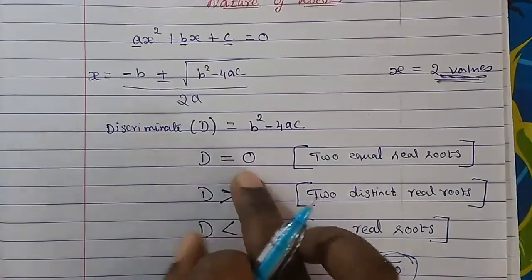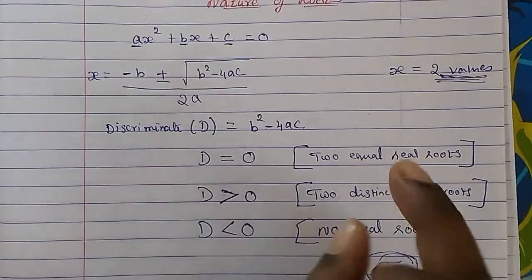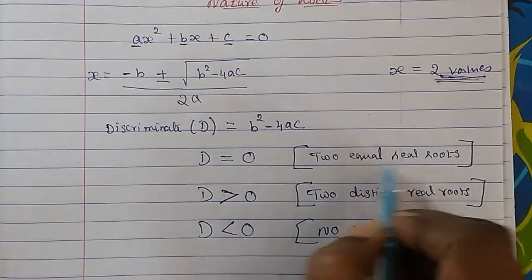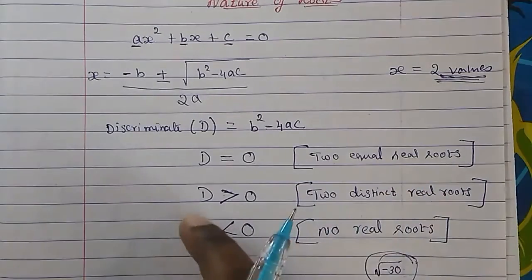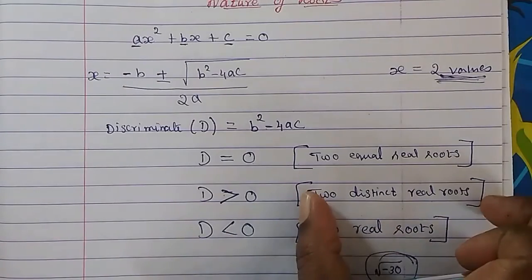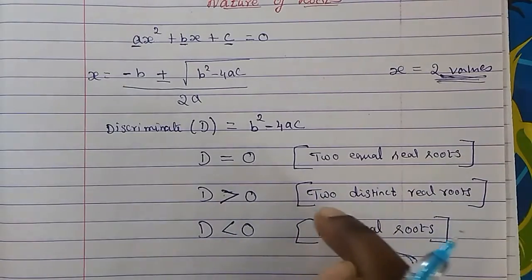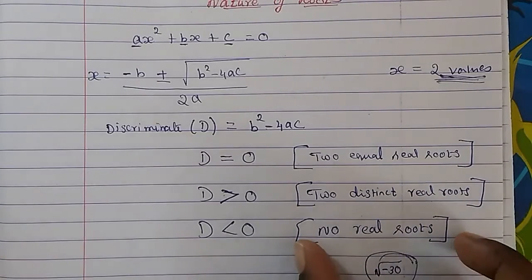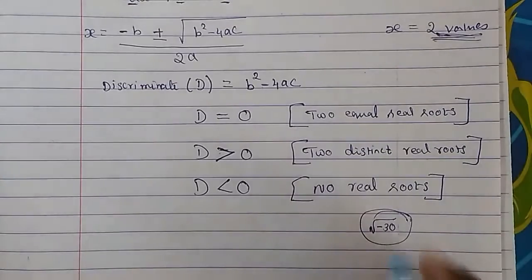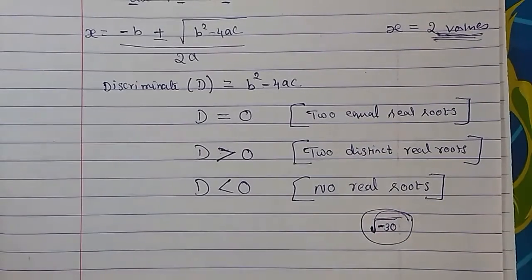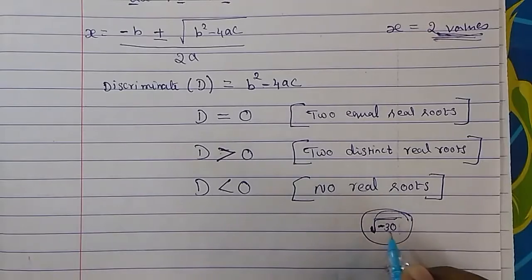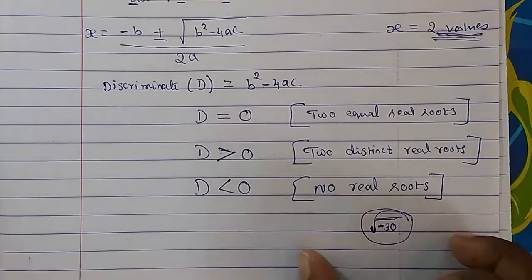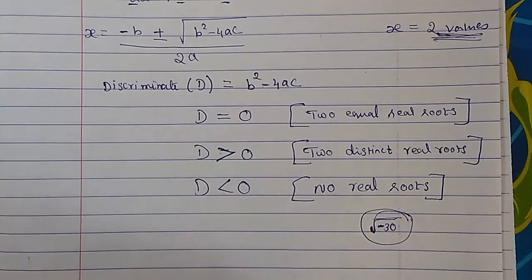So all that you have to remember is this. When you solve, if the D value comes 0, then you will write the same answer twice, so that is two equal real roots. When D is greater than 0, you will get two different answers, so we call it two distinct real roots. And when D is less than 0, we say no real roots. That means it cannot be a negative under the root. Is that clear? It's because minus 30 is less than 0, that's why when it is less than 0, we say it is no real root. So now let's proceed.